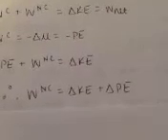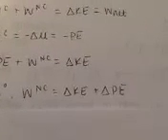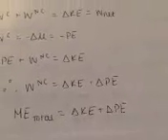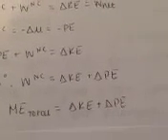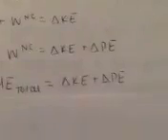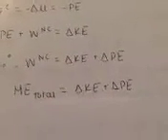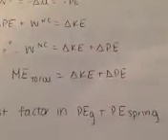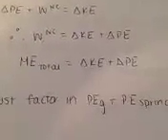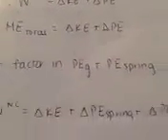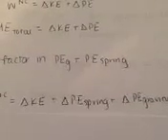Therefore, work non-conservative, such as friction, equals delta KE plus delta PE. But this also equals mechanical energy total. Work non-conservative equals delta mechanical energy total. We also must remember to factor in potential energy gravitational and potential energy spring. Therefore, work non-conservative equals delta KE plus delta PE spring plus delta PE gravitational.